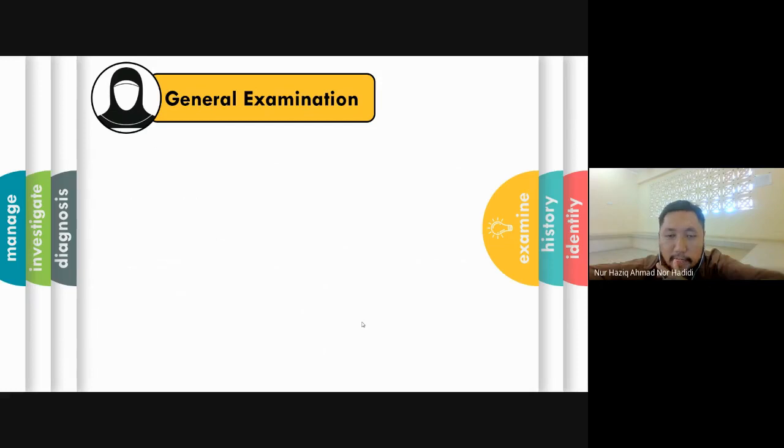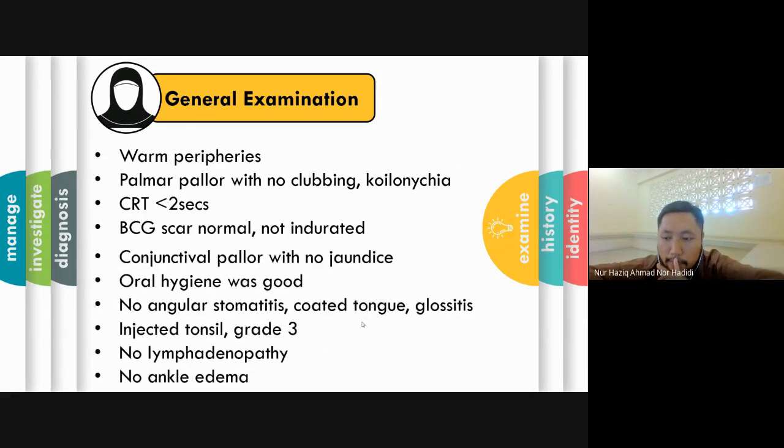So on hand examination, he had a warm periphery but with palmar pallor. However, there is no clubbing, no koilonychia, no flapping tremor, and also no peripheral cyanosis. The CRT is less than 2 seconds. BCG scar was normal on the left arm, not indurated.